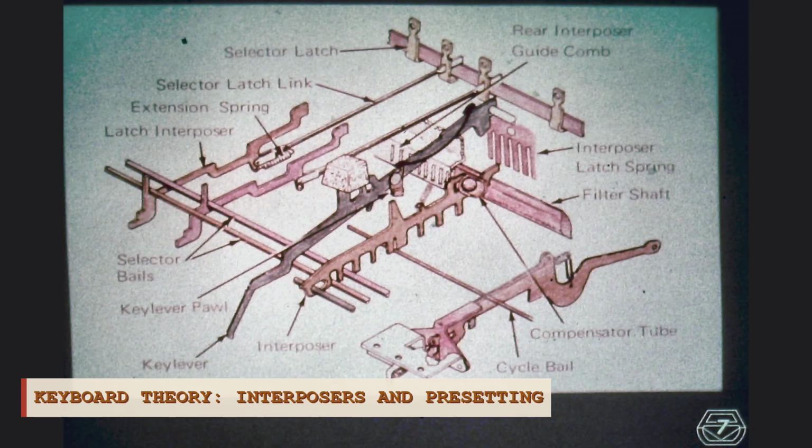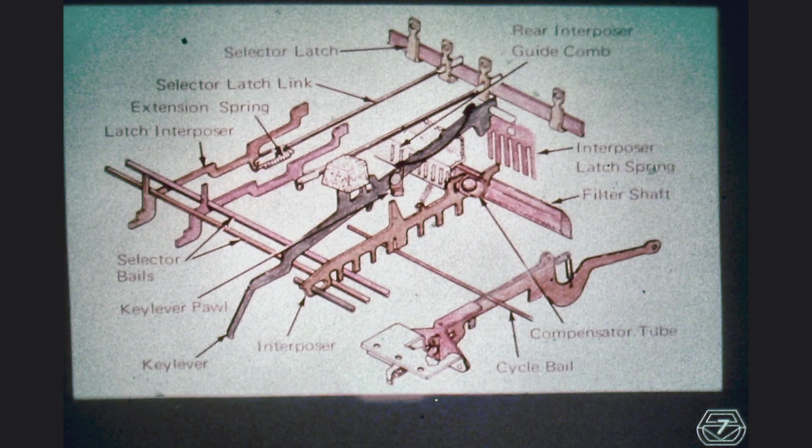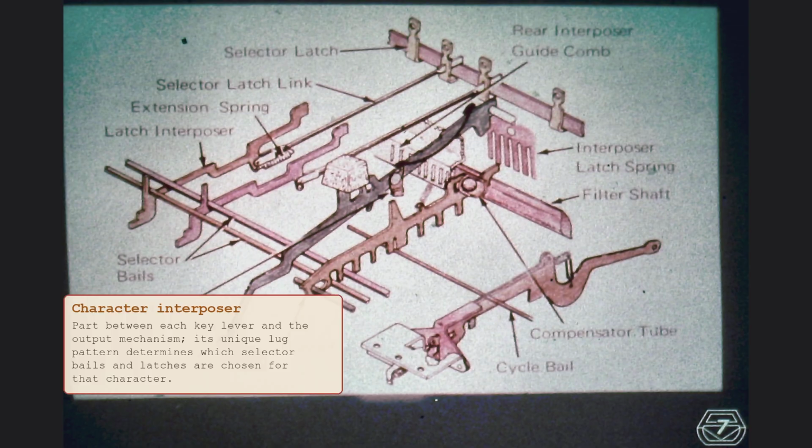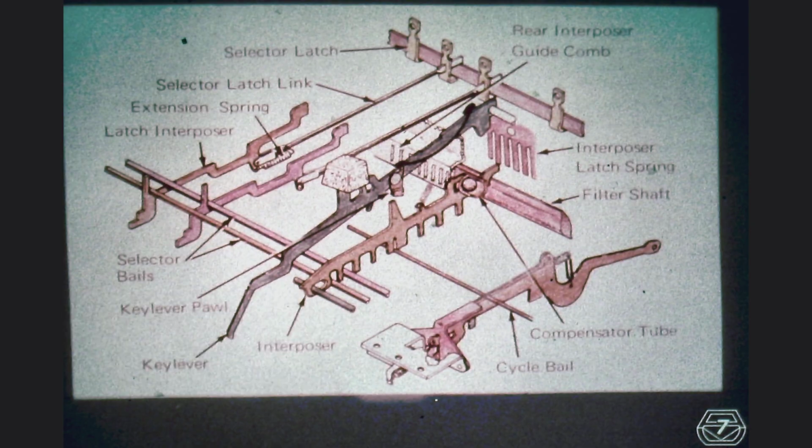When it comes to the keyboard, it is most advantageous to use drawings such as this one. The parts in this illustration enable us to explain how the presetting of the latch selection is accomplished. When the key top is depressed, it pivots the keylever, shown in blue, at the rear. And with the keylever pawl, it in turn pivots the character interposer, shown in yellow, at the front of the keyboard. For each character on the keyboard, there is one character interposer, and the interposers are all different from each other.